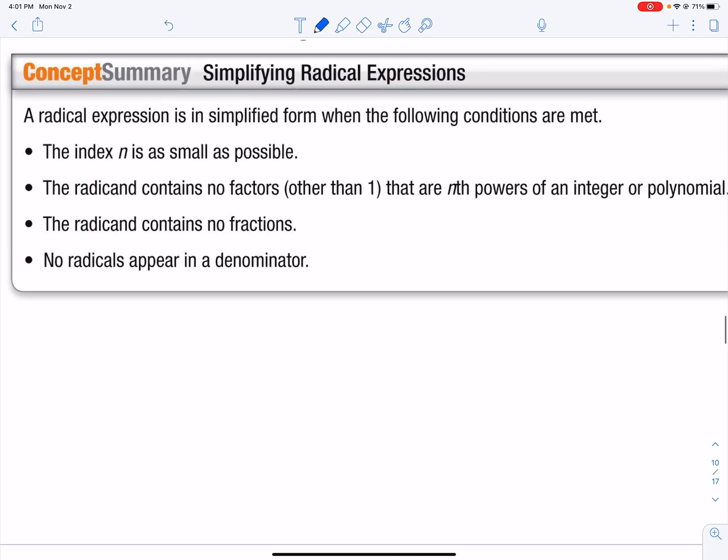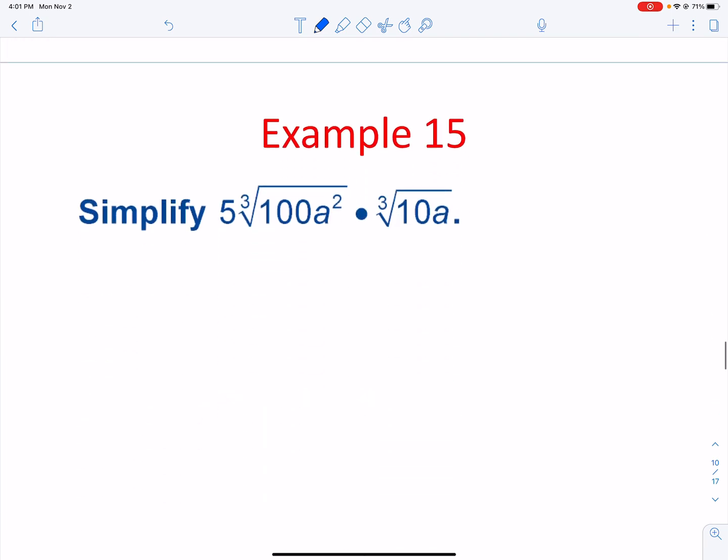Okay, so in the book it tells you that to be simplified, your index has to be as small as possible. There can be no other factors that are in there. The radicand can have no fractions, and the radicals cannot be in the denominator. So those are things that are important.